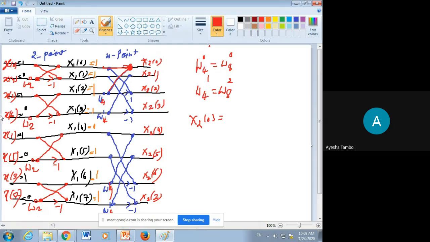x1 of 0 plus W4 to the power 0, we can take W4 to the power 0 or W8 to the power 0, because we know these values, into x1 of 2. Very good. Now this equals, we know the values of this. The value of x1 of 0 is 1, the value of W8 0 is 1, and this value is 1. So this will be equal to 2. Did you understand? Yes sir. Can you calculate further values now?